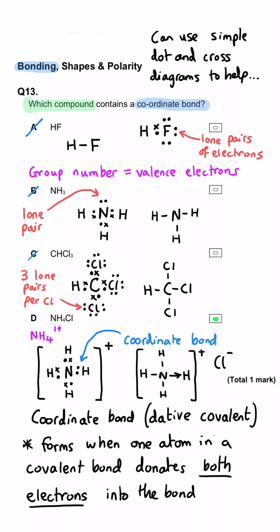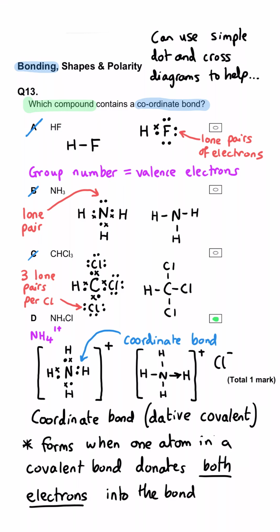Overall, that makes the NH4 a 1+ ion because hydrogen, if it's going to form a coordinate bond, can't bring an electron with it itself. So NH4 is 1+, Cl will be 1-, and so ammonium chloride will have coordinate bonding, covalent bonding, and ionic bonding all in one.